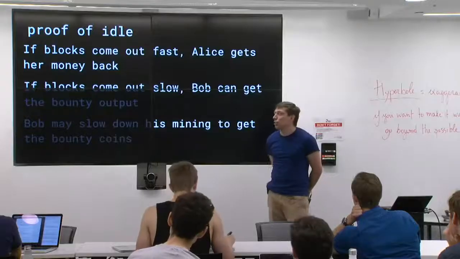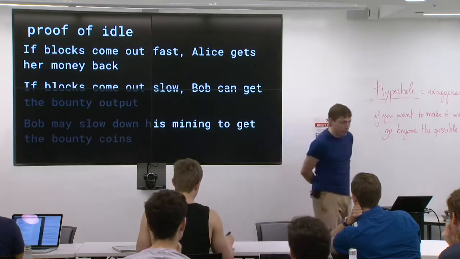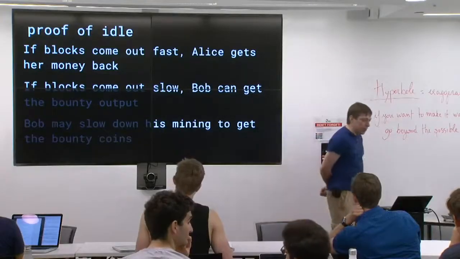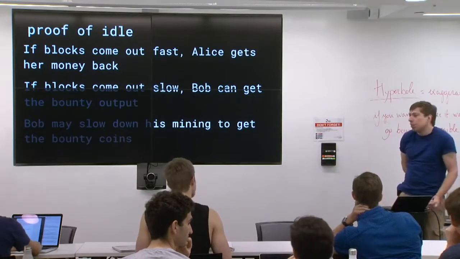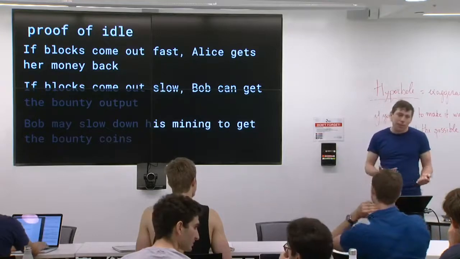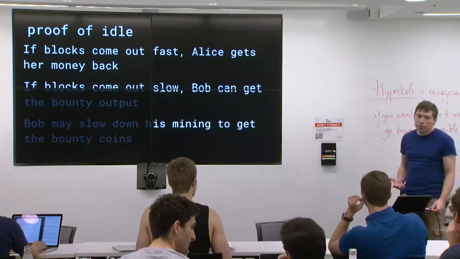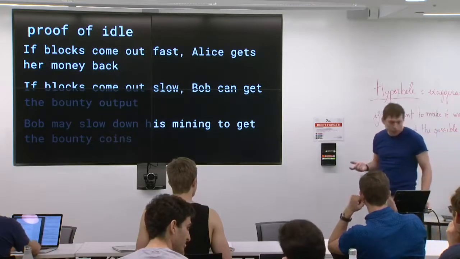So Alice has no real risk here that Bob will run away with the money without doing his part of the job. So Bob can slow down his mining in order to get the bounty coins. If Alice estimates incorrectly how much profitability Bob has, Bob just keeps mining, and Alice gets her money back. This collusion didn't occur at very little cost, right? Bob had to prove a little bit. There's some coordination cost, but basically nobody loses the money.